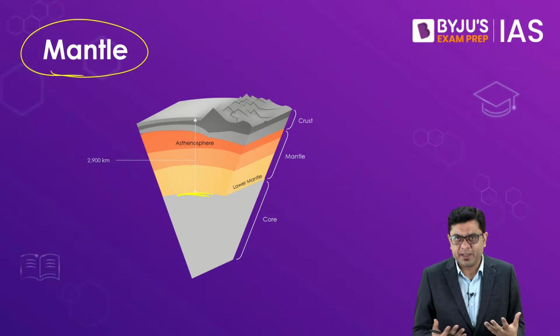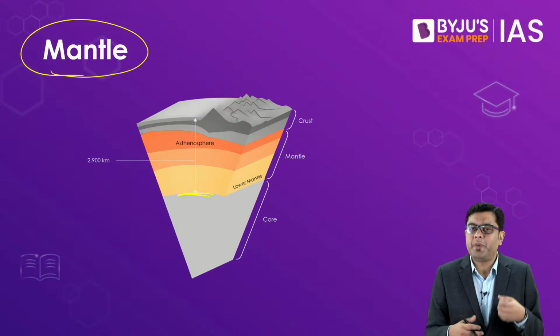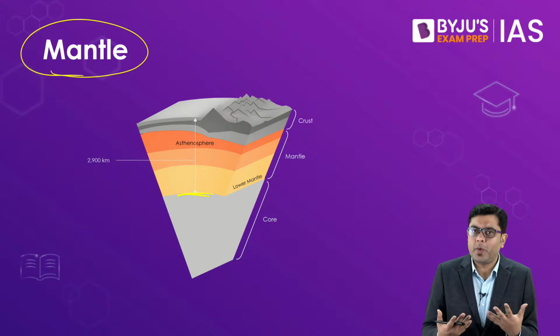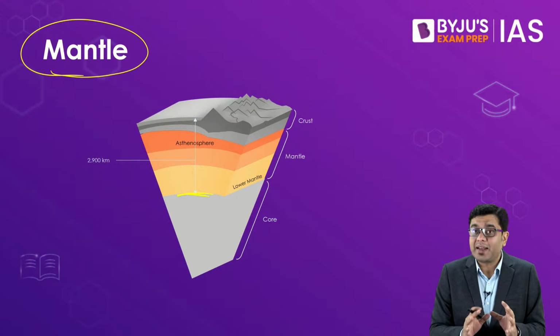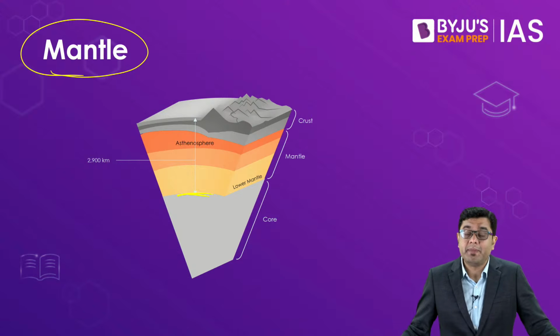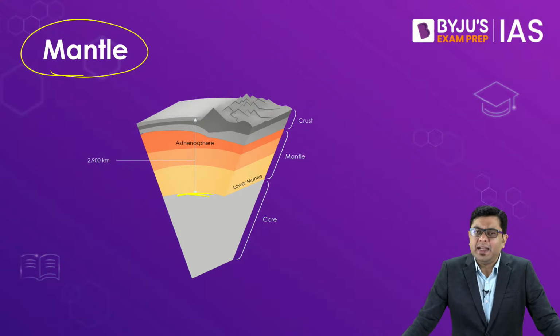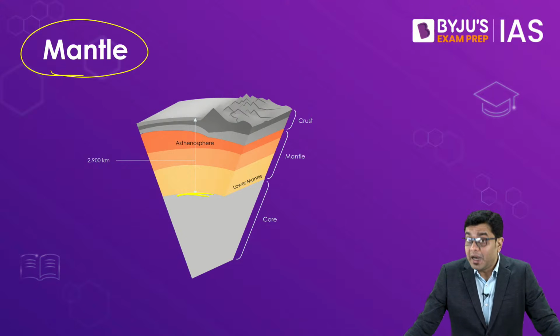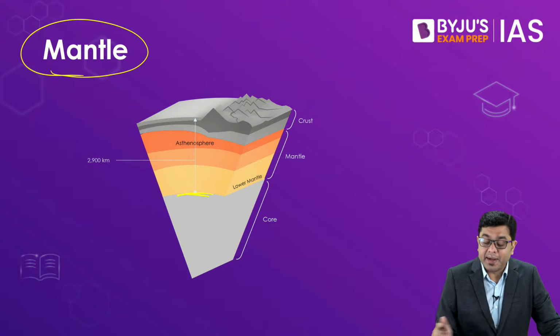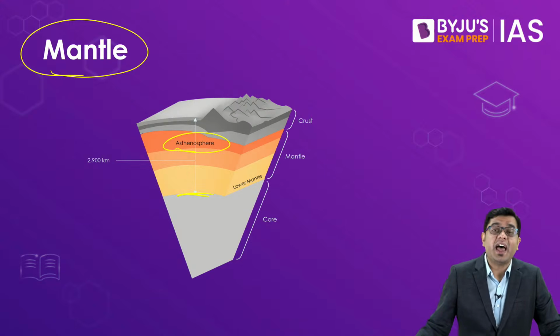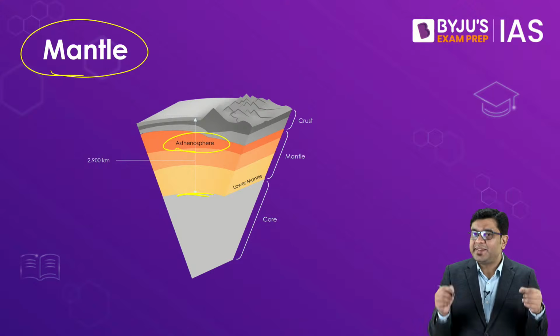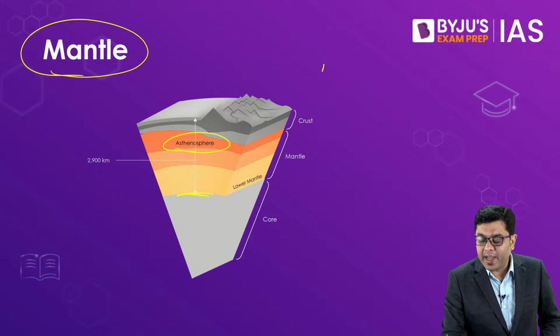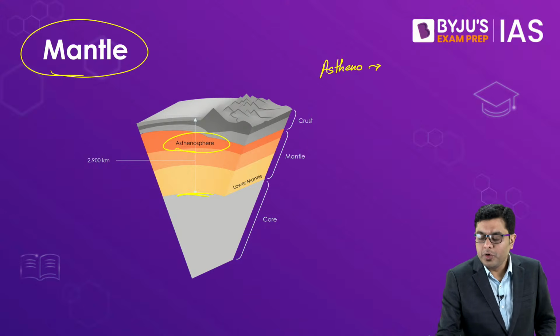And it is a very active layer. Most of the events of plate tectonics, earthquakes, and volcanic eruptions originate in the region of mantle. However, the entirety of the mantle is not in absolute solid form. You have a layer in the upper portion of the mantle itself which is referred to as asthenosphere. Now, this word is derived from the term astheno, which refers to weak.